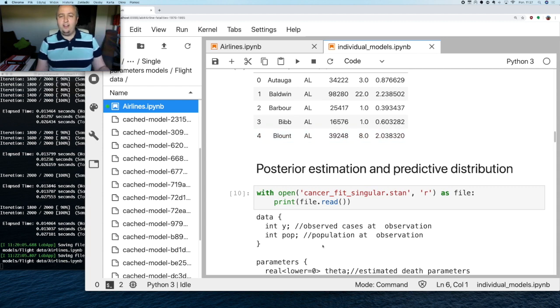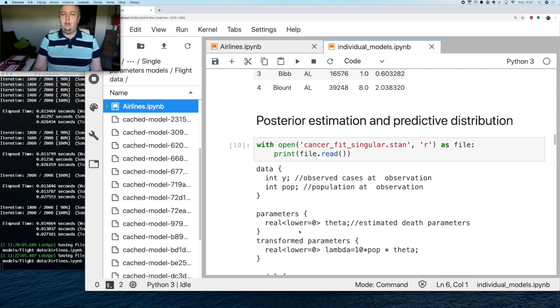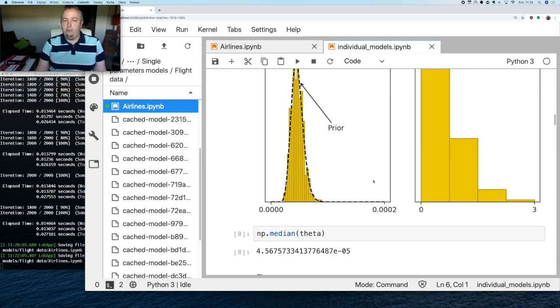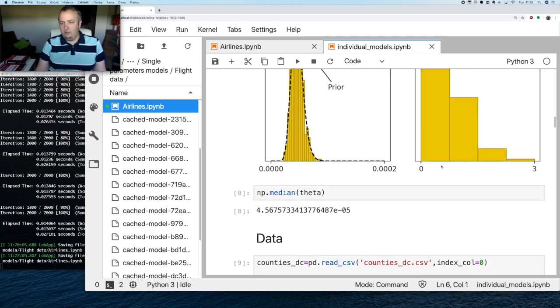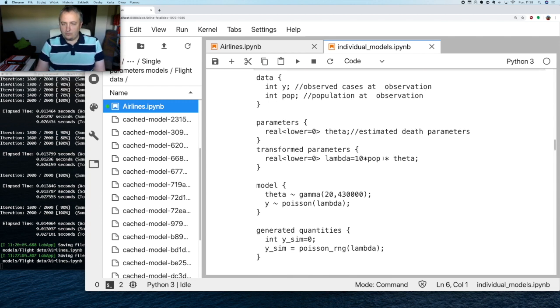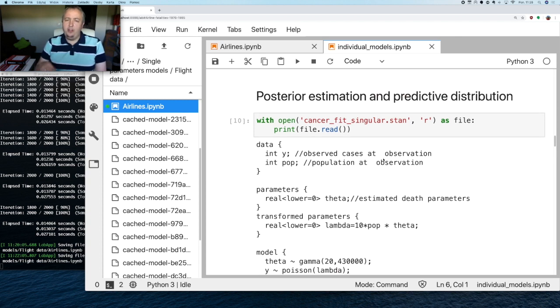And we are starting our work again with the prior. We did our prior distribution for a single experimental town, so let's do it for our posterior estimation. So we have our model. We have the observed cases for each county. We have the population of each county.